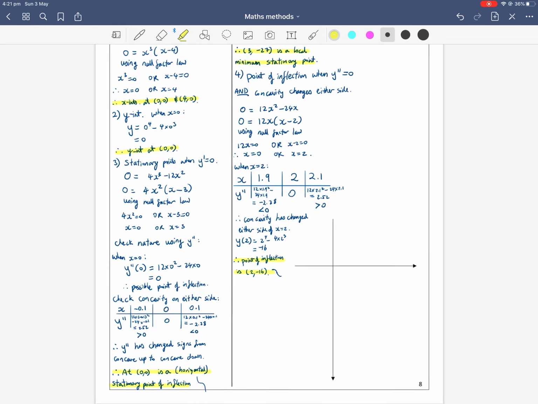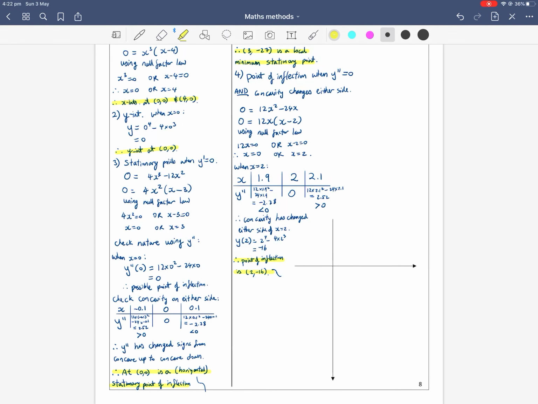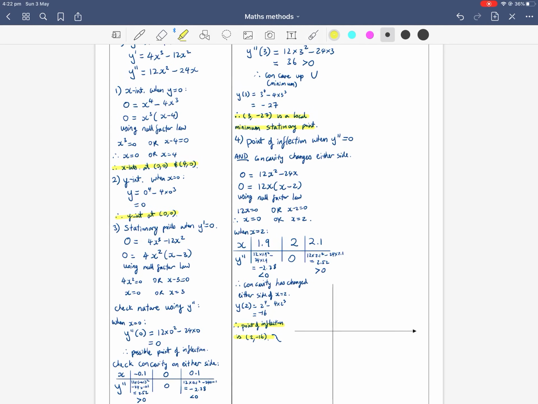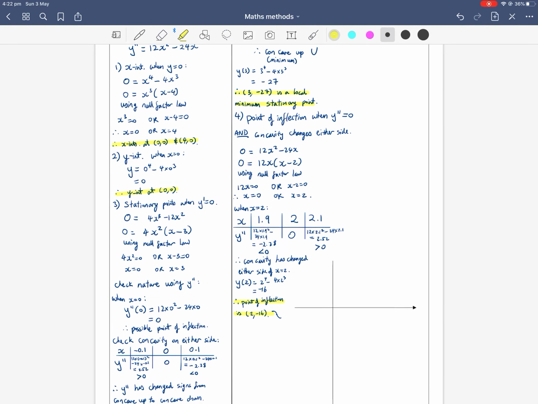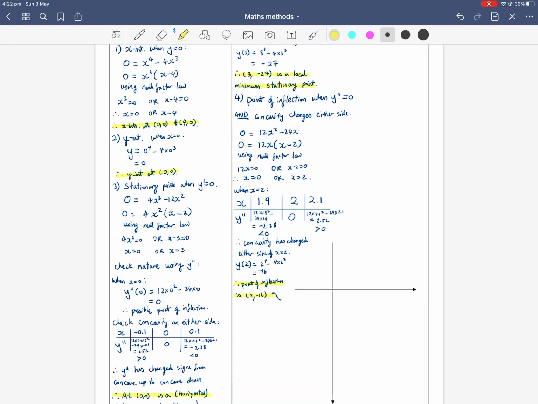So far we've got our x-intercept, our y-intercept, and our two stationary points, one of which is a stationary point of inflection, the other one is a smiley face, a minimum. We've also worked out that there is one more point of inflection at 2, negative 16, which goes from concave down, because y double dash is negative, to a concave up shape. So it's like half a sad face turning into half a smiley face.